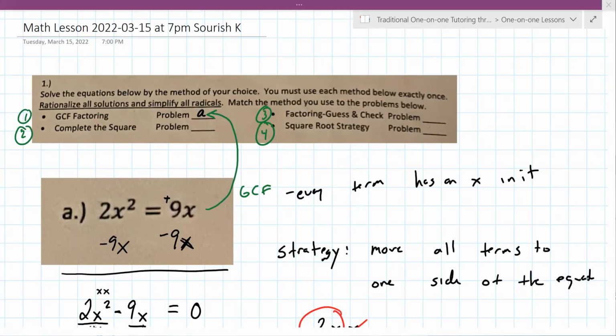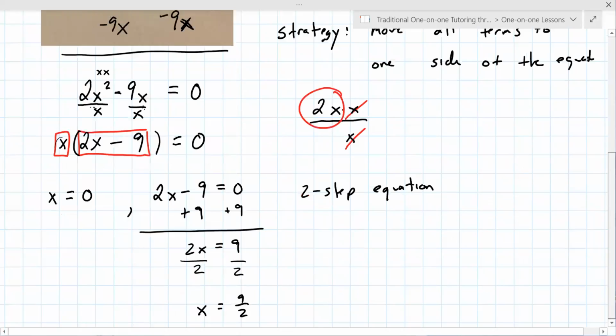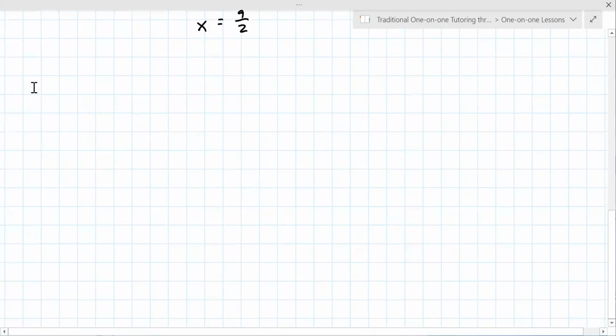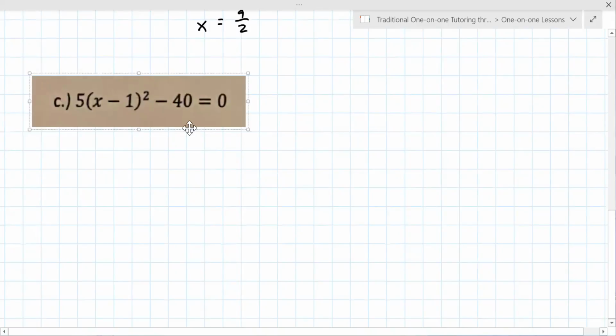Square root strategy. Okay, so square root strategy. We'll work on that problem next. So square root strategy is letter C here, and we're going to talk about why this is square root strategy.